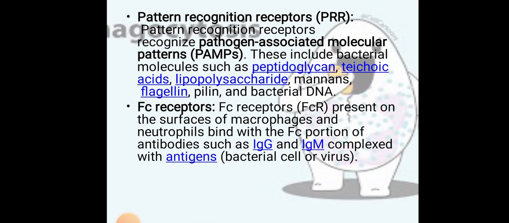This means there is enhancement of phagocytosis, and this process is called opsonization, and here these immunoglobulin molecules act as opsonins.